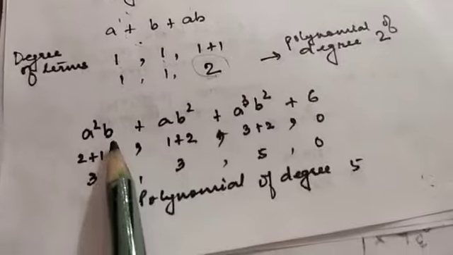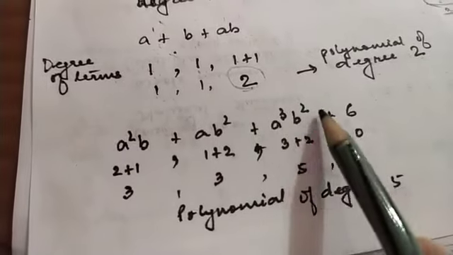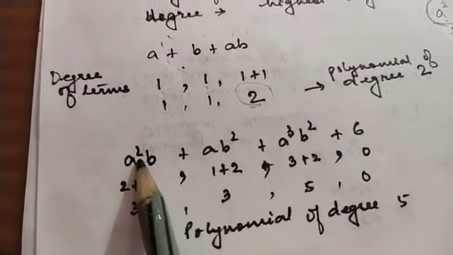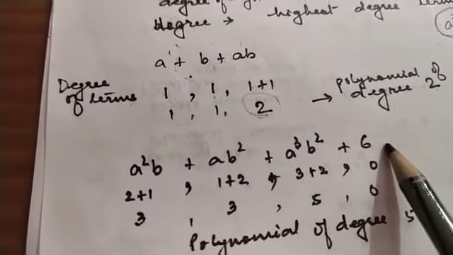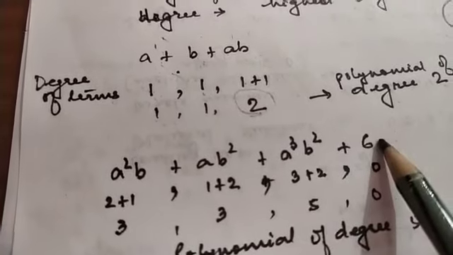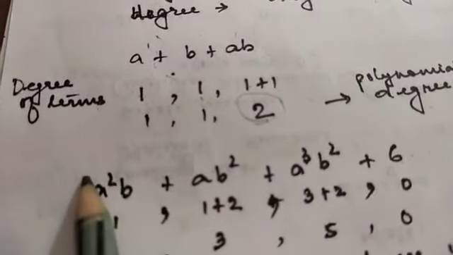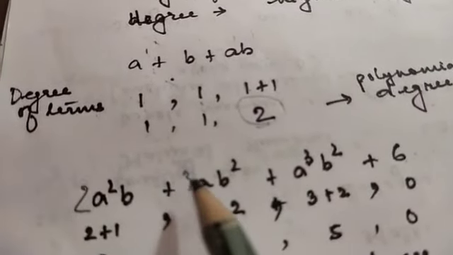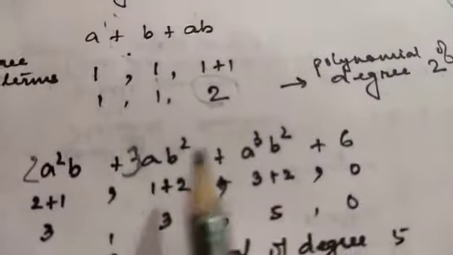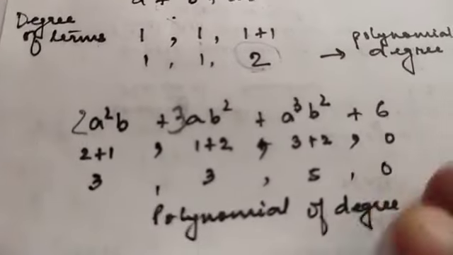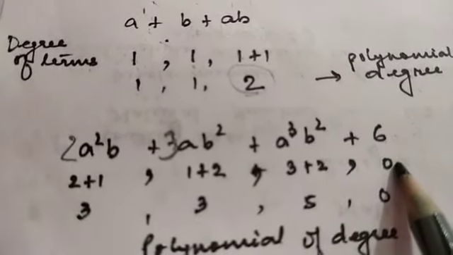Clear? Now look at this. This is a square b plus ab square plus a cube b square plus 6. How many terms do I have over here? 1, 2, 3, 4. The fourth term does not have any variable, so its degree will be 0, because we calculate only the degree of the variables. Suppose this is 2a square b, this is 3ab square. So this has no variable over here, that means the degree is 0.